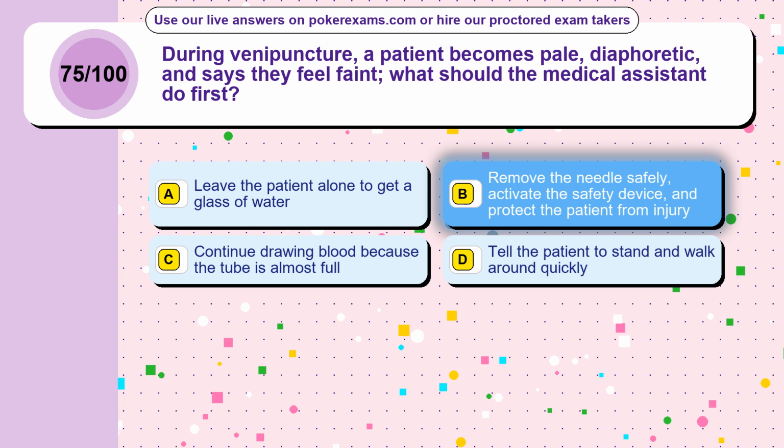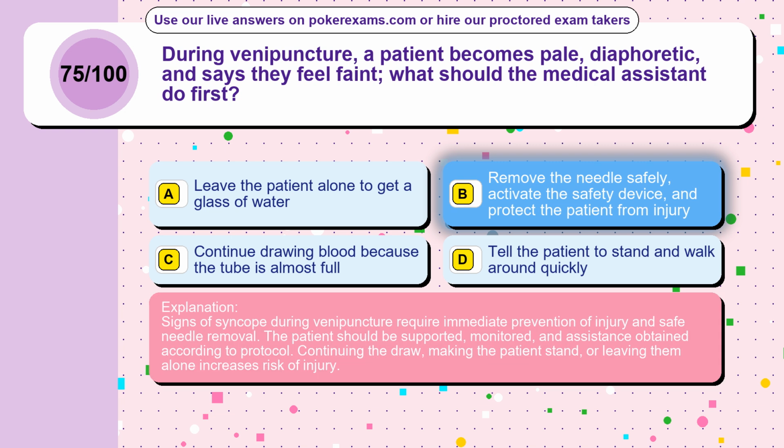The correct answer is option B, remove the needle safely, activate the safety device, and protect the patient from injury. Signs of syncope during venipuncture require immediate prevention of injury and safe needle removal. The patient should be supported, monitored, and assistance obtained according to protocol. Continuing the draw, making the patient stand, or leaving them alone increases risk of injury.